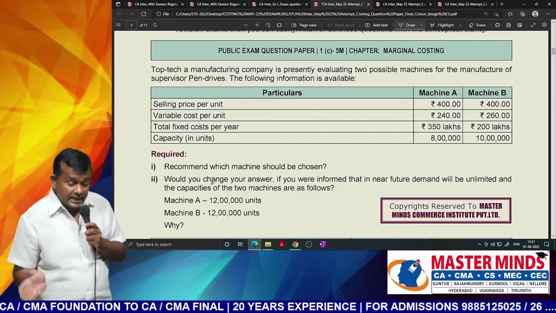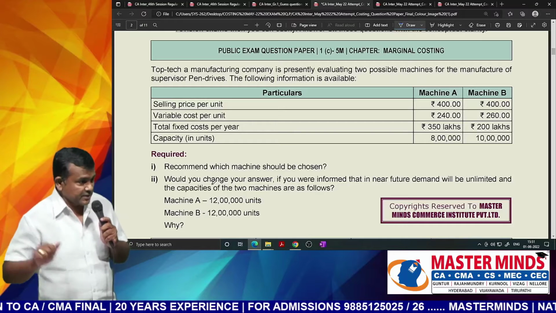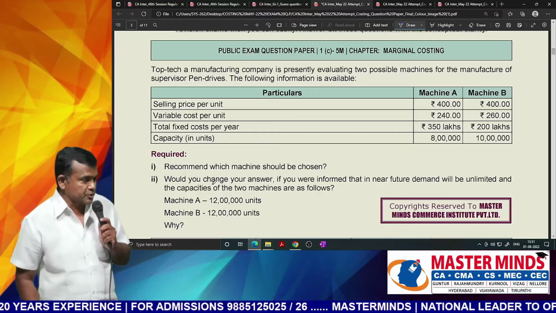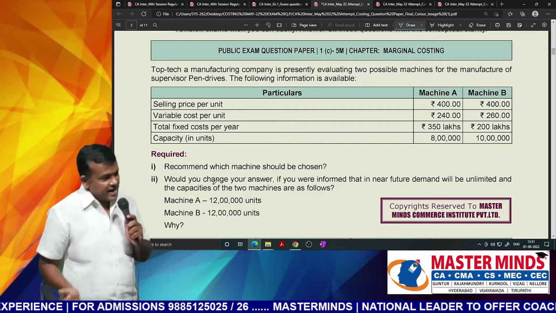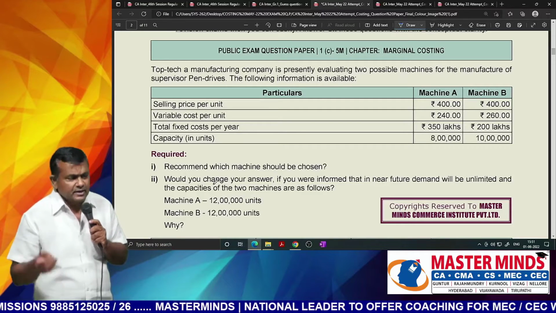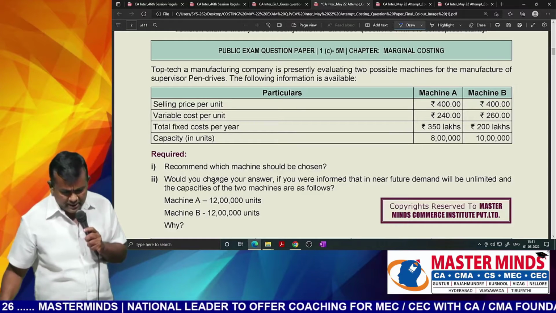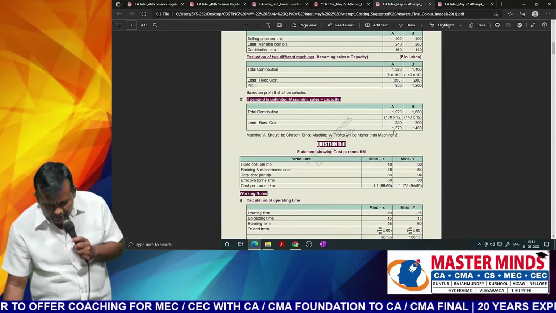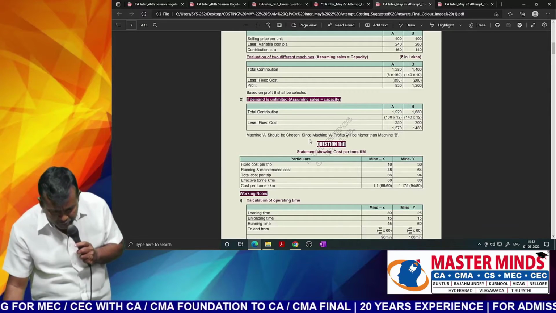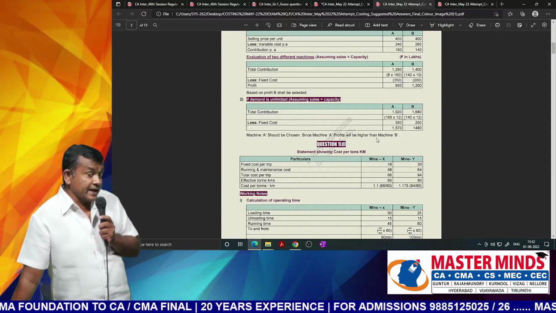So in the classroom, decision making is as per indifference point. But in the examination, the question is just to recommend which machine should be chosen. So you can select any mode, either indifference point mode or profit mode. So simply calculate the profit. Machine A 1570, machine B 1480. Machine A should be chosen since machine A profits will be higher.